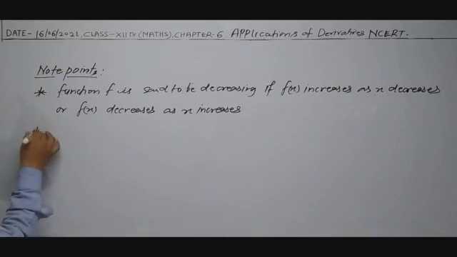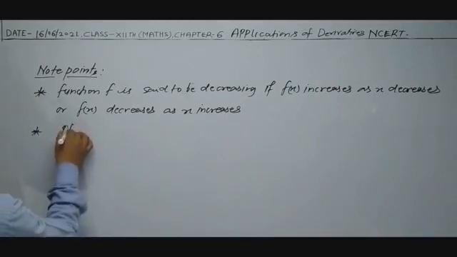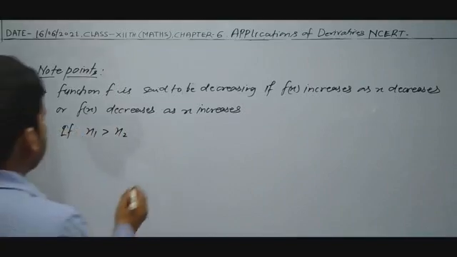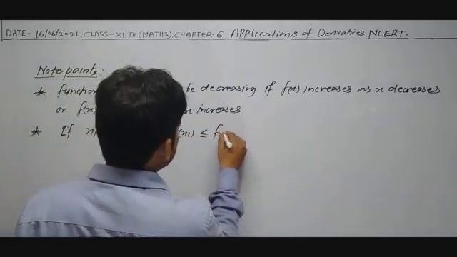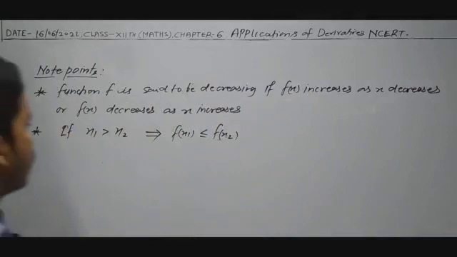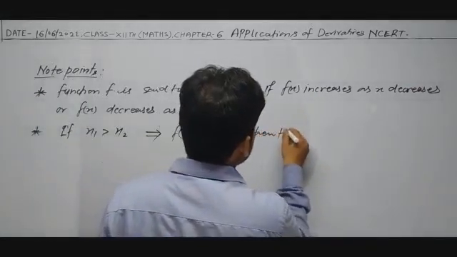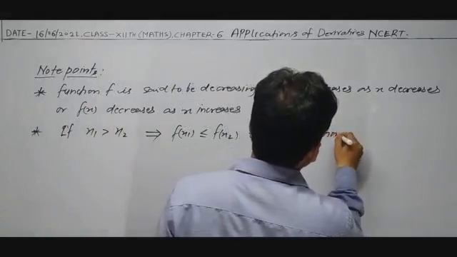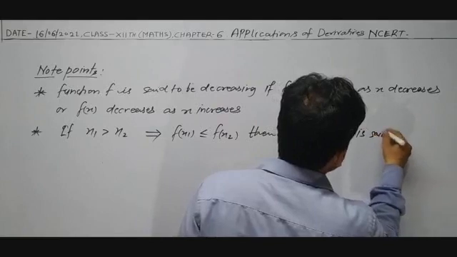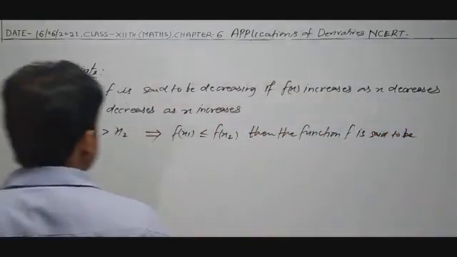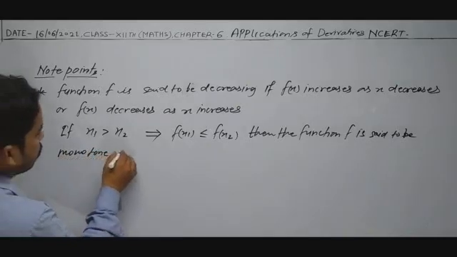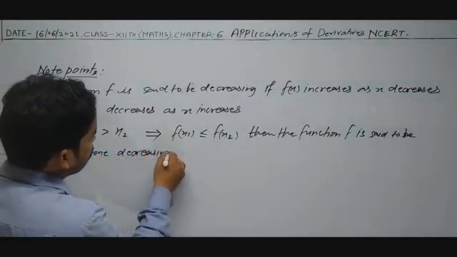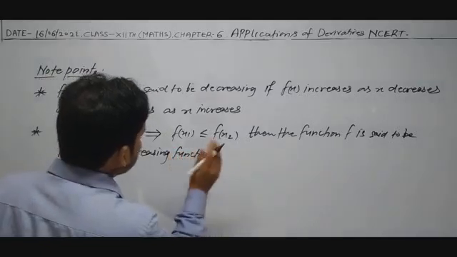Now come to the second point. What is the second point? Second point is, if x1 is greater than x2 implies f of x1 is less than or equal to f of x2, then the function f is said to be monotone decreasing. Monotone decreasing function.